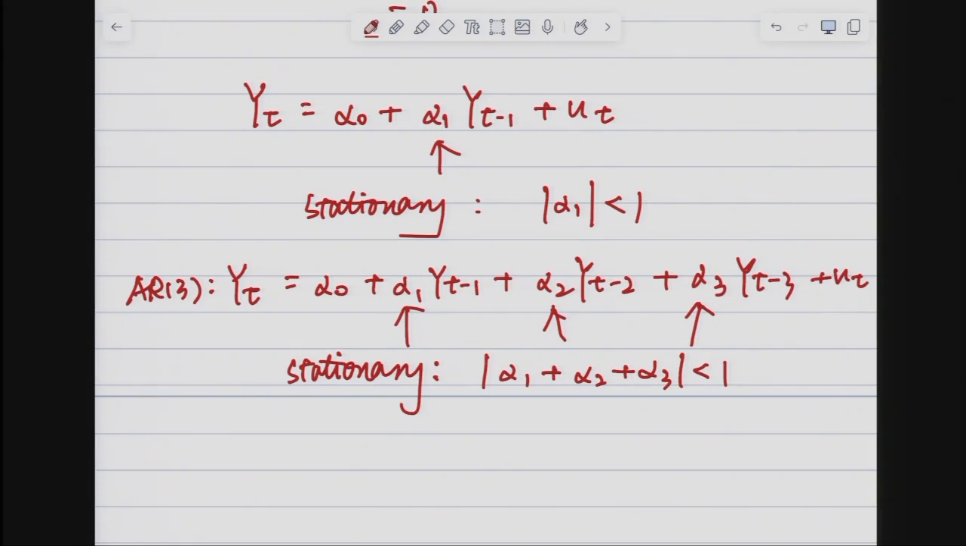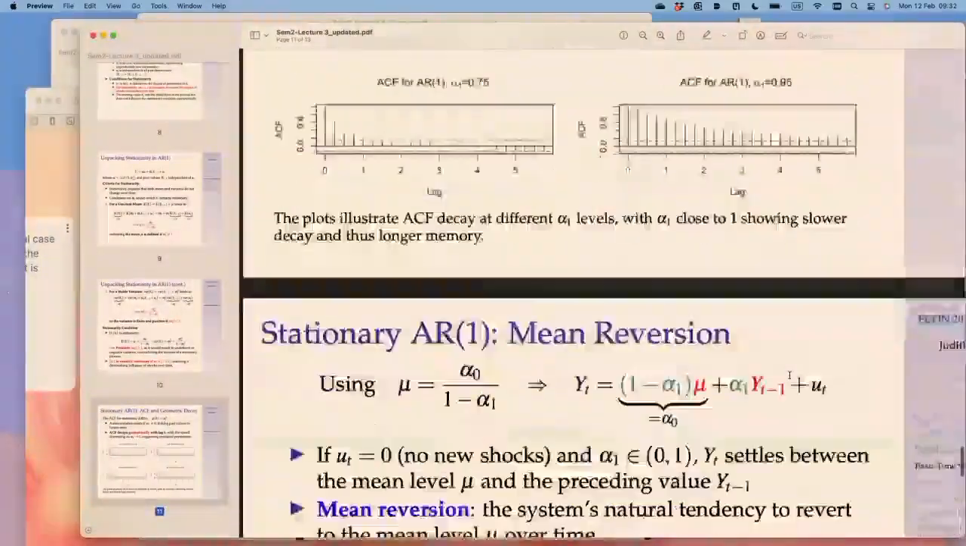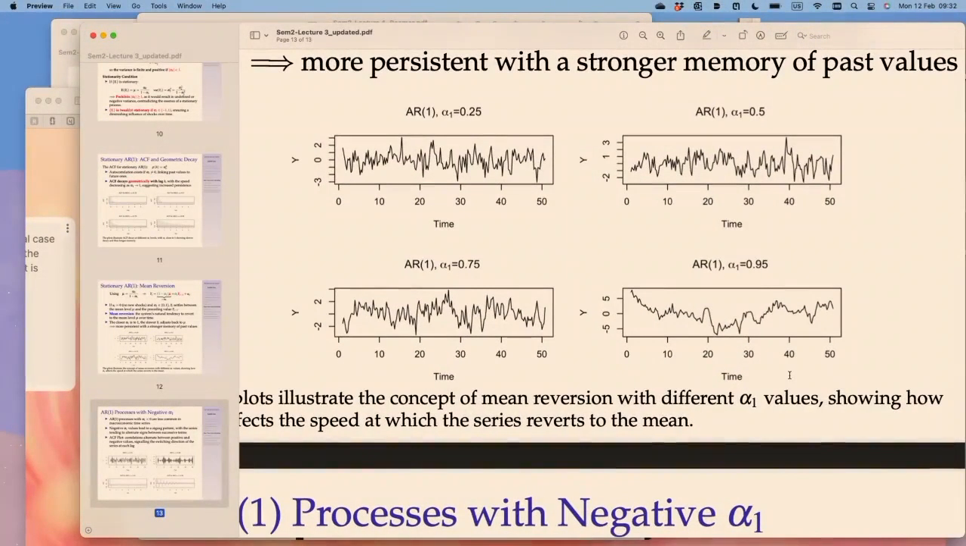If we inspect the time plots and also the ACF plot, it will be very similar to the AR1 case, although with a bit more complicated patterns, but still it will have a geometrically decaying ACF, just like what we've seen. For AR(p), we'll still have the ACF decaying geometrically, and we also have the mean reversion pattern. Given that it's stationary, it will always fluctuate around the constant mean. So the visual characteristics of higher order AR models are very similar to the simple AR1 case.